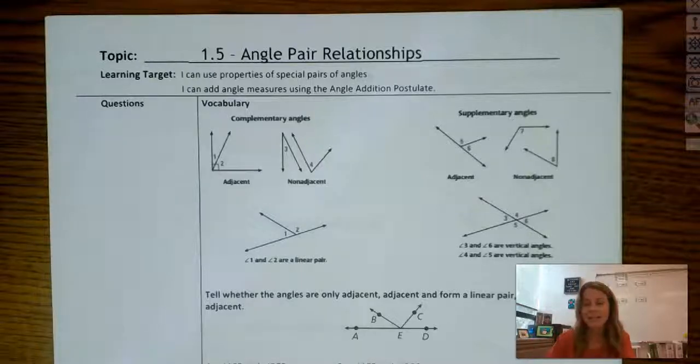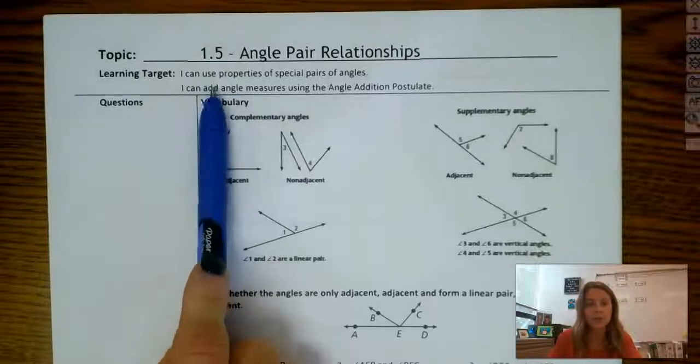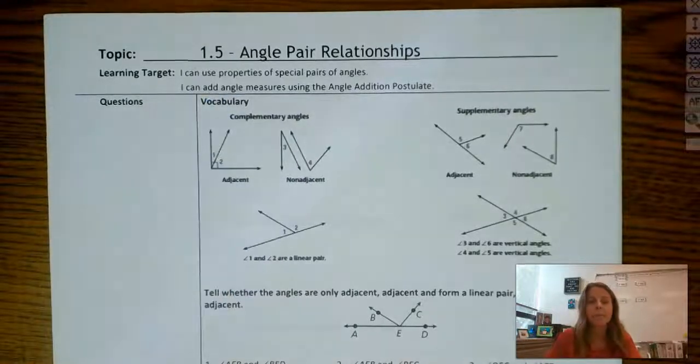Hi. Today we're going to look at angle-pair relationships. So find section 1.5 in your notes. We are going to talk about some vocabulary words. We are going to talk about what the title is, pairs of angles and how they're related.